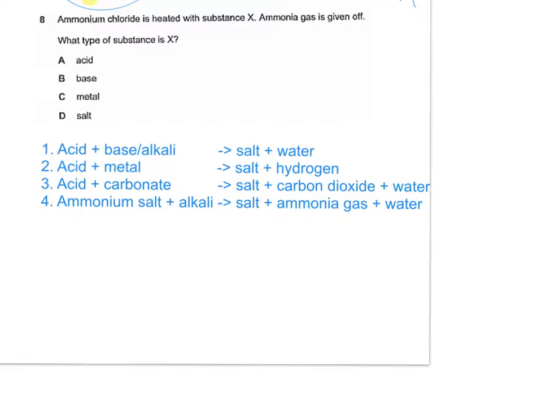Okay, question 8. Question 8 states that ammonium chloride was heated with substance X and ammonia gas was evolved. What type of substance is X? Now, written over here, the top 4 equations that you must know. So obviously, this is number 4, an ammonium salt and alkali reaction to produce salt, ammonia gas, and water. And since soluble bases are called alkaline, the only possible answer would be B.